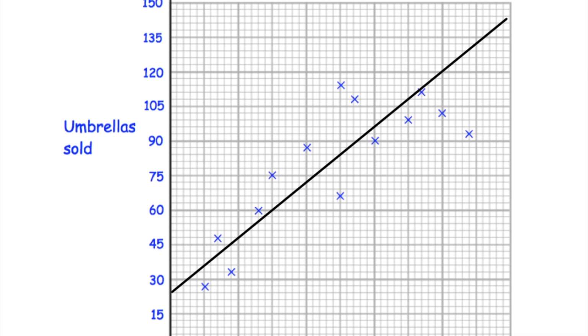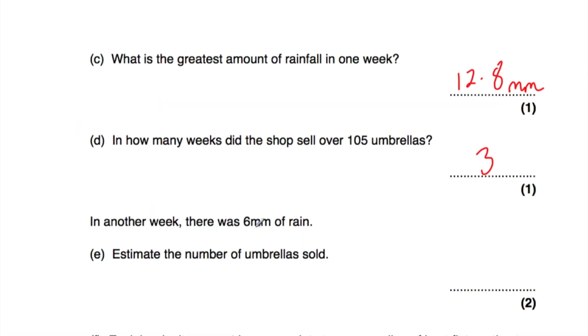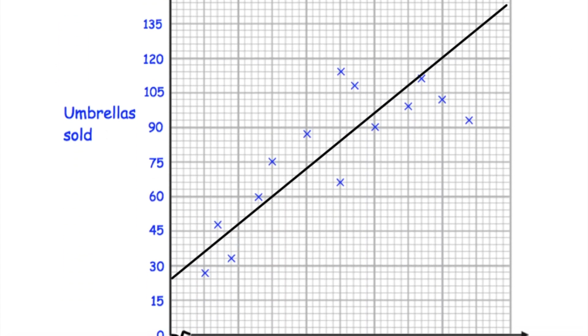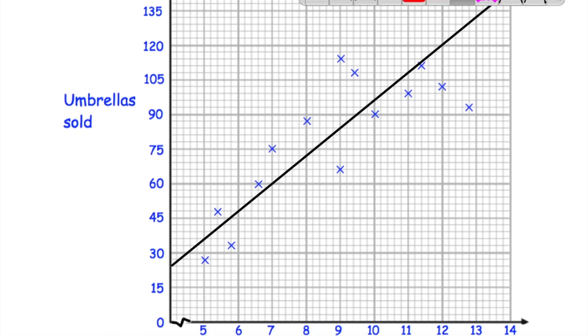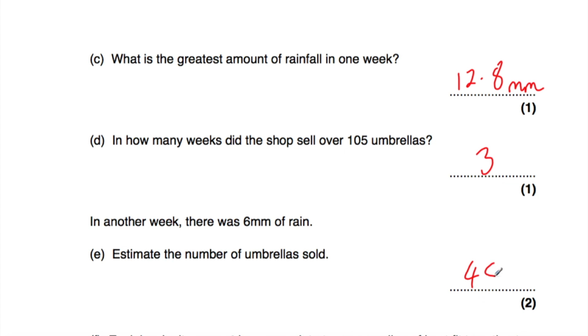So I've drawn that line of best fit, and the question says, in another week there was 6 millimeters of rain. Estimate the number of umbrellas sold. So as we're told, there's 6 millimeters of rain. So let's get our ruler and pencil and go up from 6 millimeters. So if we go up to the line of best fit and across, that's going to be 1 box above the 45, and we're going up in 3, so it's going to be 48. So our estimate for the number of umbrellas sold that week would be 48. So let's write that down, 48, that's our estimate.